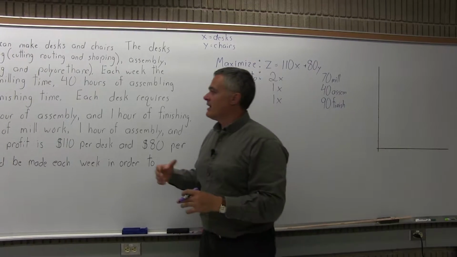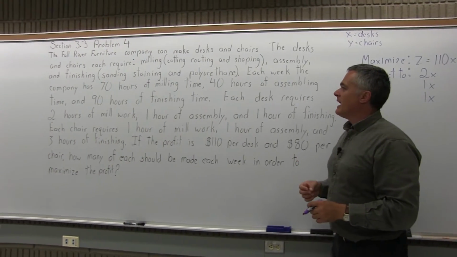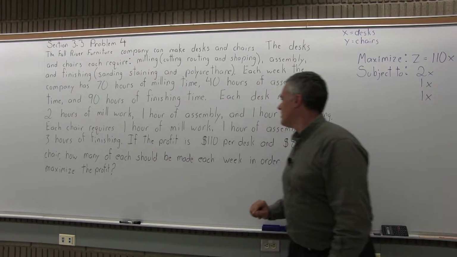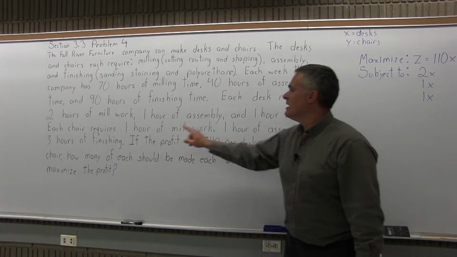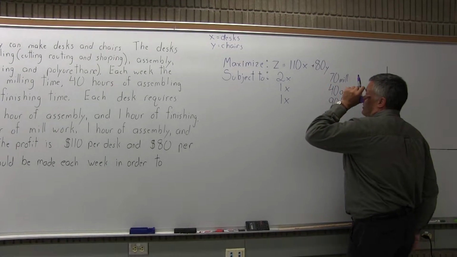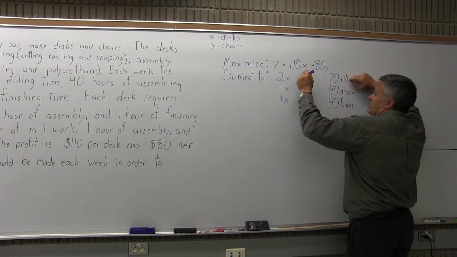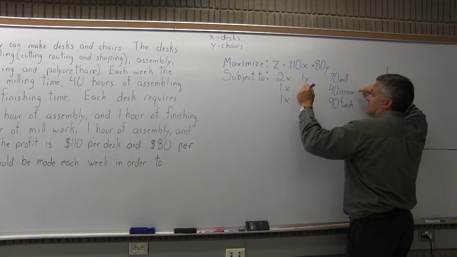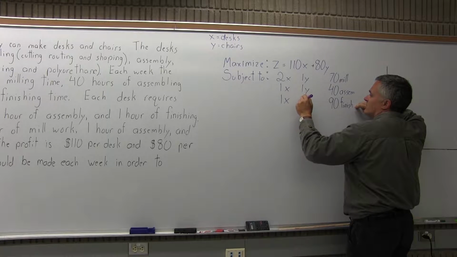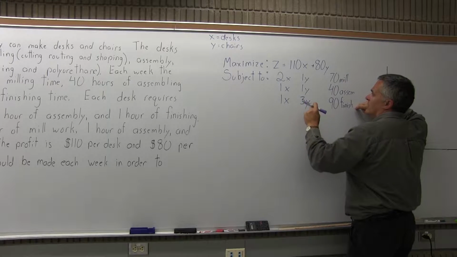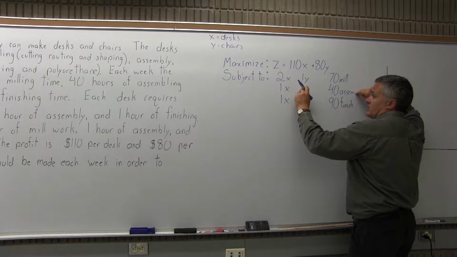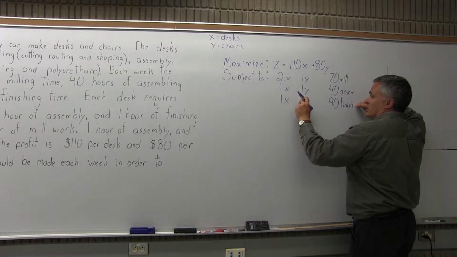Now next are the chairs, they're y. So I look again back to the original problem, and I find the sentence about the chairs. It says each chair requires 1 hour of mill work, 1 hour of assembly, and 3 hours of finishing. So for the y, for mill work, it's 1 hour per chair. For assembly, 1 hour per chair, so 1y. 3 hours of finishing for the chairs, so 3y. So again, chairs are y, 1 hour for each chair for mill work, 1 hour for each chair for assembly, and 3 hours for each chair for finishing.